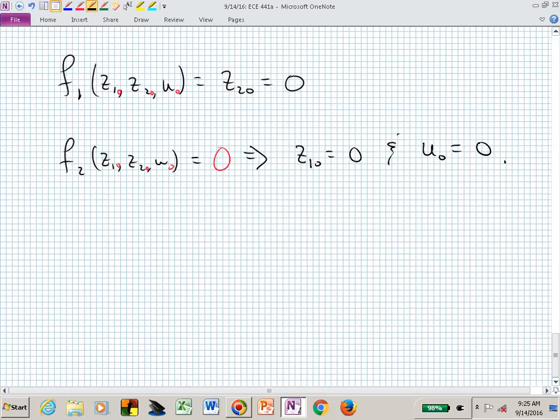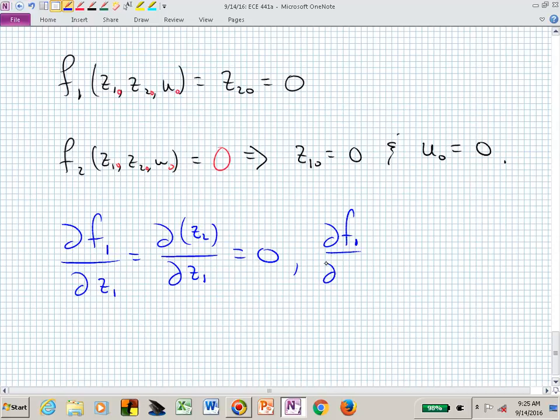These are the values now that we substitute in when we have some non-zero expression in these partials. What was the partial of F1 with respect to Z1? This was the partial. F1 was Z sub 2, and we're differentiating that with respect to Z1. That's going to be 0. If we now take the partial of F1 with respect to Z sub 2, when F1 was just Z sub 2, that's now 1.